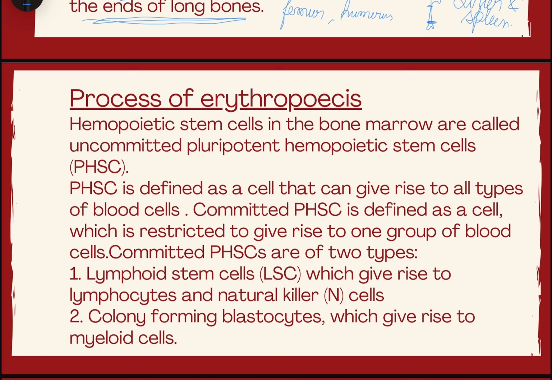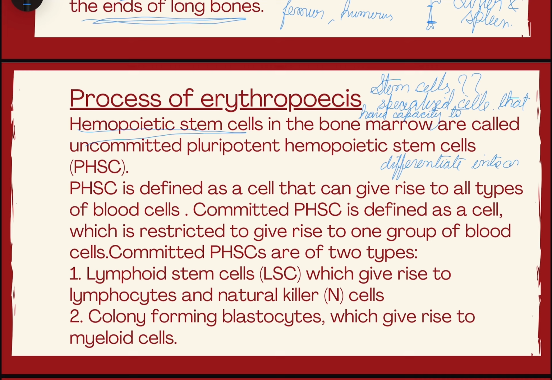Now, how do these changes occur? Firstly, let's study: hemopoietic stem cells in the bone marrow are called uncommitted. Before diving into this sentence, we should first know what stem cells are. Stem cells are specialized cells that have the capacity to differentiate into any kind of cells.